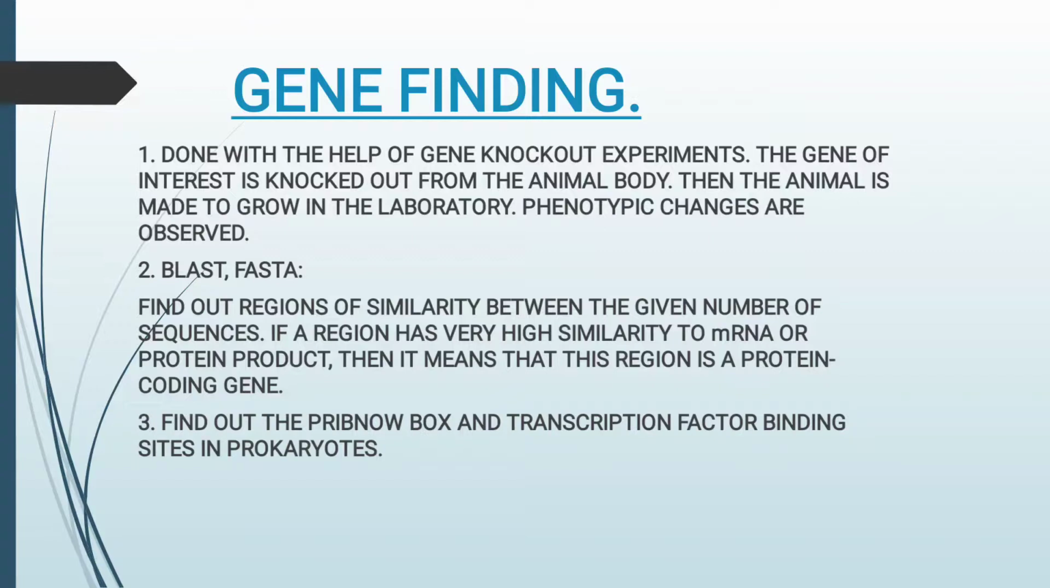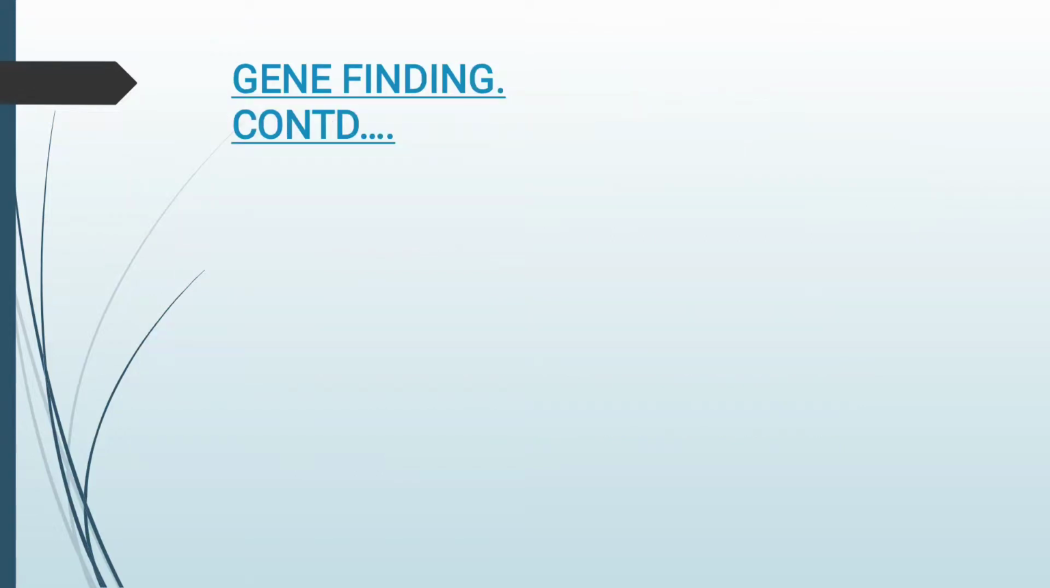Third, if it is a prokaryotic gene, then you simply find the Pribnow box, or TATA box. If you find these structures, you find the transcription factor binding sites. So these are the start sites of the gene. These are the promoter regions. If you find these, it means you have found the gene also.